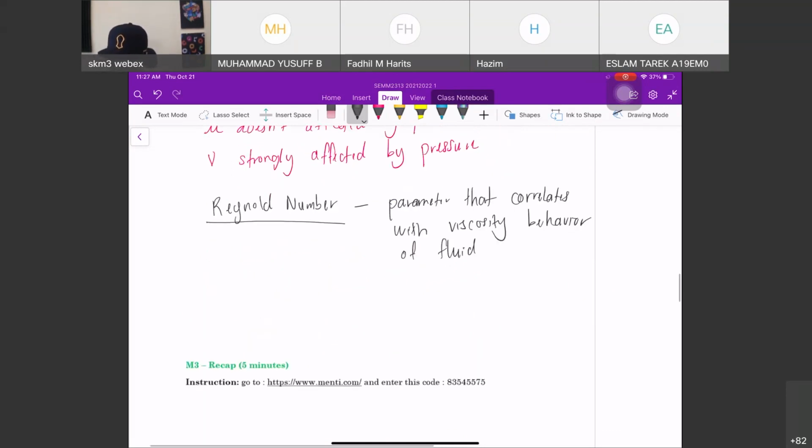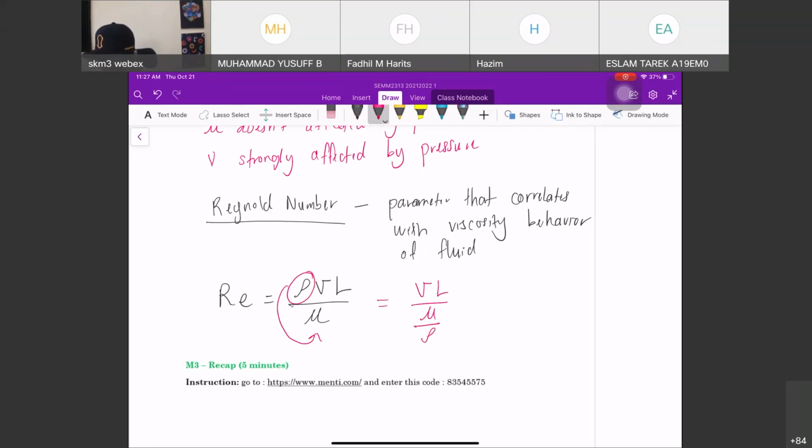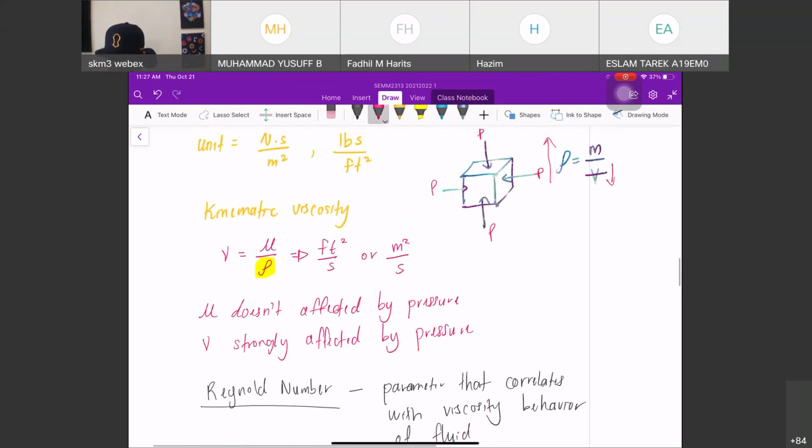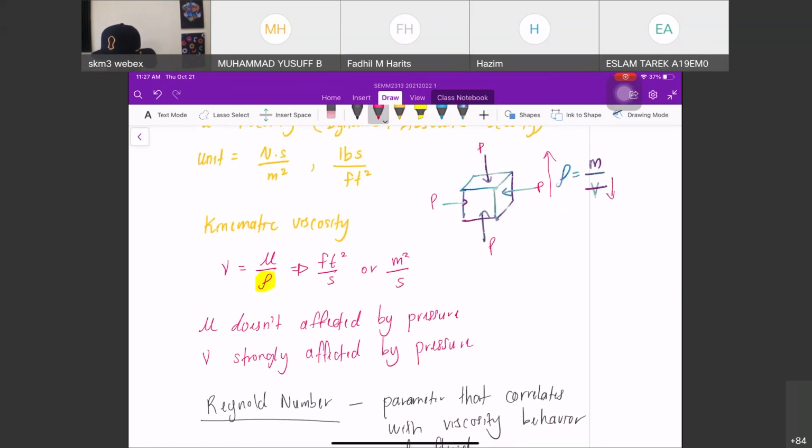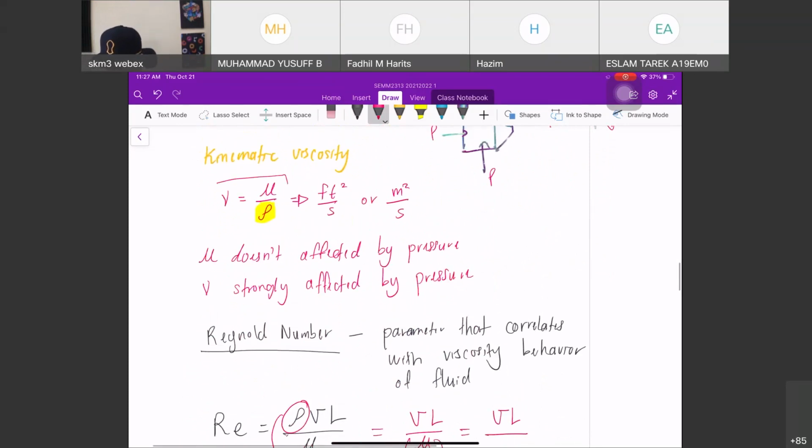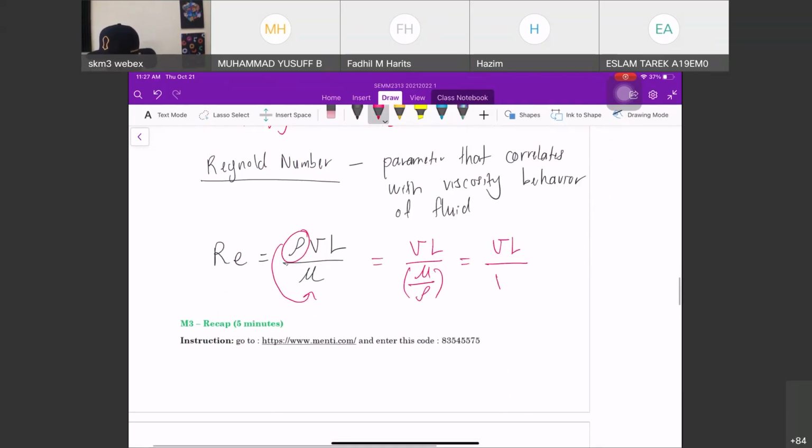So the formula of Reynolds number is rho VL over mu, where V is velocity, L is a characteristic length, and mu is dynamic viscosity. Or if you push rho to the bottom, it becomes VL over mu over rho. Dynamic viscosity over density, you can see here, refers to nu, or kinematic viscosity.